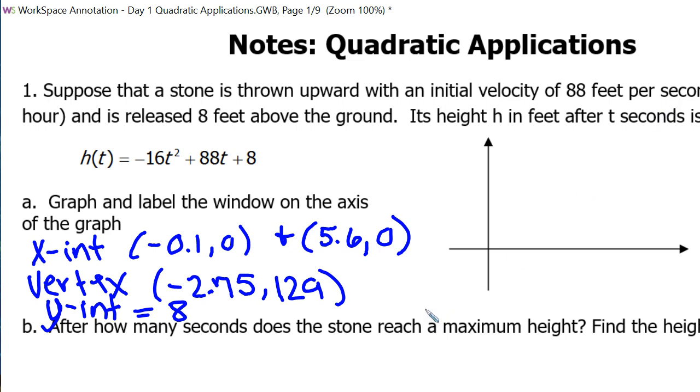And for the x-axis, I see that my x-intercept goes from negative 0.1 to 5.6. But our vertex, oh, that wasn't negative 2.75. What was that? Yeah, that was supposed to be a positive 2.75. I don't know where that negative came from. Sorry about that. Okay, so my x-axis needs to go from negative 0.1 to 5.6. We're going to have negative 1 over here, and my x-axis needs to go a little bit beyond 5.6, so it needs to go all the way up to 6.